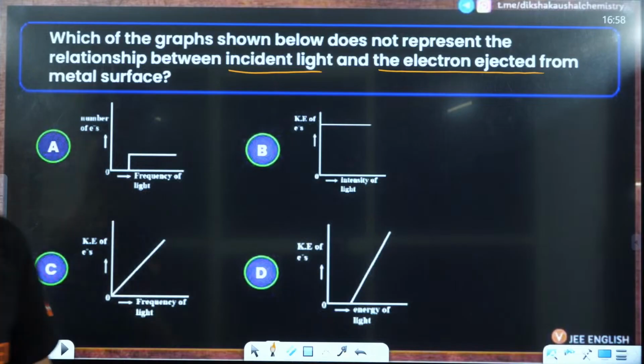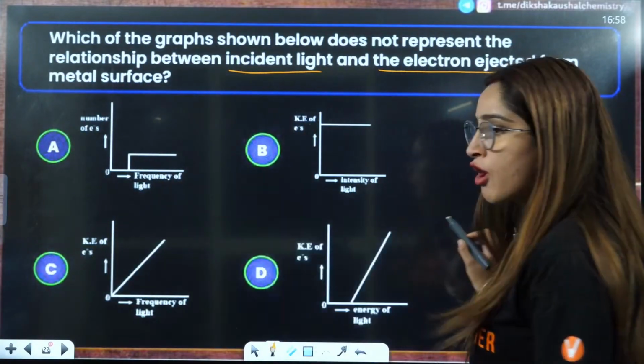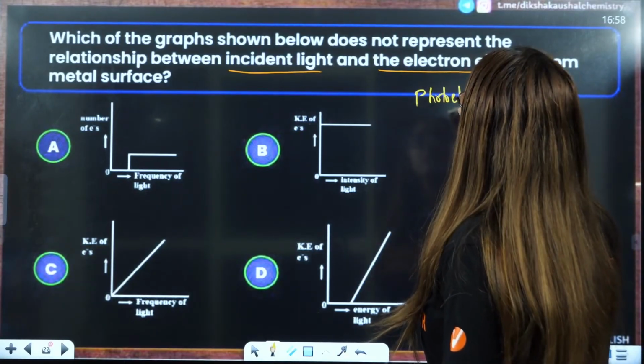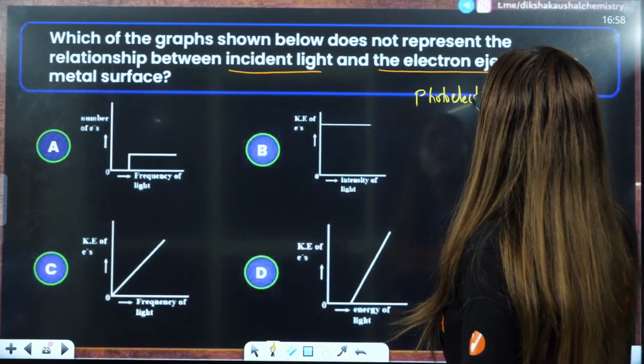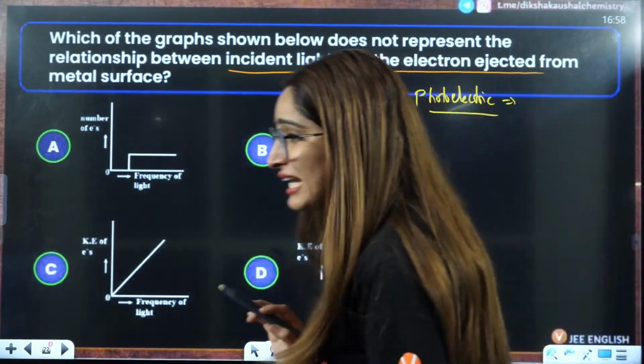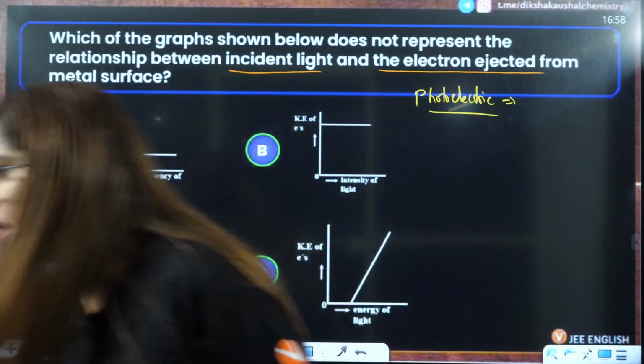What is the name of this effect? Yes, what is the name of this effect? That is the photoelectric effect. Okay, photoelectric effect. Now for the photoelectric effect, very good. You have answered it correctly. Lakshit, you have answered it correctly.